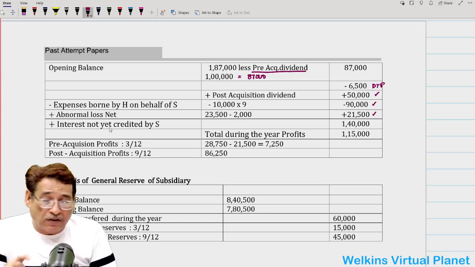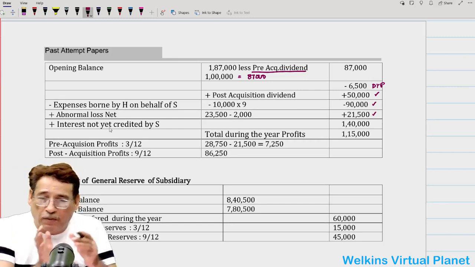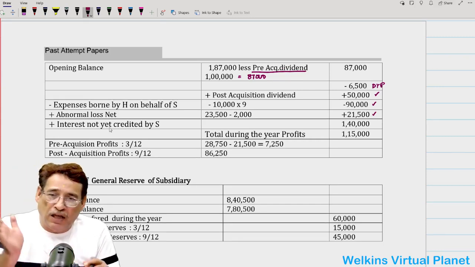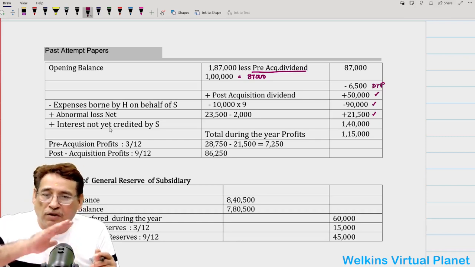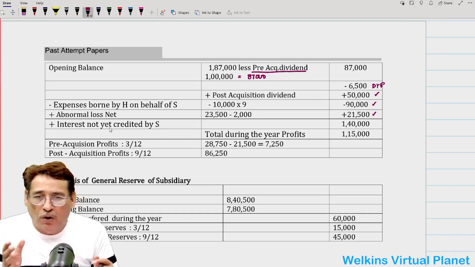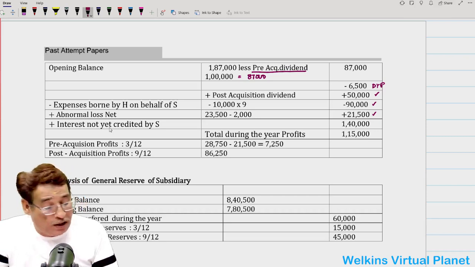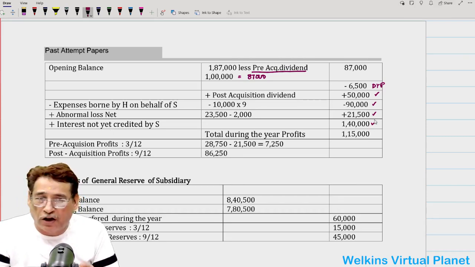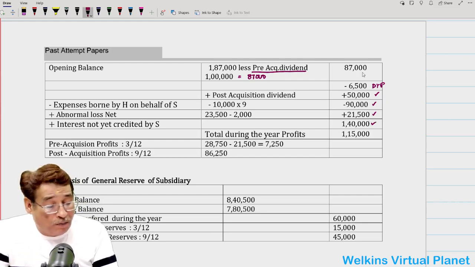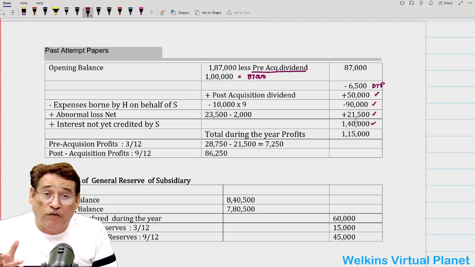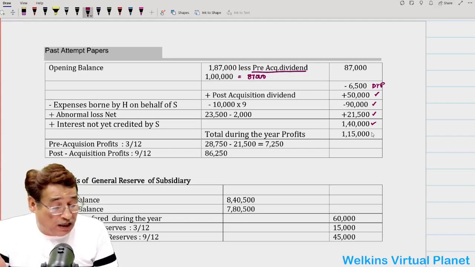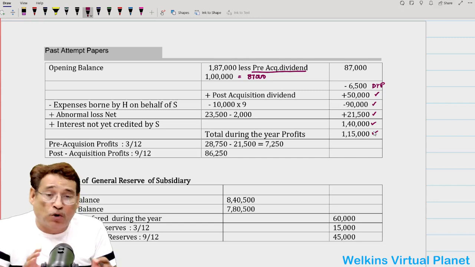Then regarding interest, I told you subsidiary company hasn't passed any entry yet, because they have to receive some interest from holding company because subsidiary company has given loan to holding company. So they will receive some interest from the holding company and interest amount is 1,40,000. So it will increase the profit of subsidiary company. So minus 6,500, now I will add 50,000, subtract 90,000, add 21,500 and then add 1,40,000. So I will get total during the year profits 1,15,000.